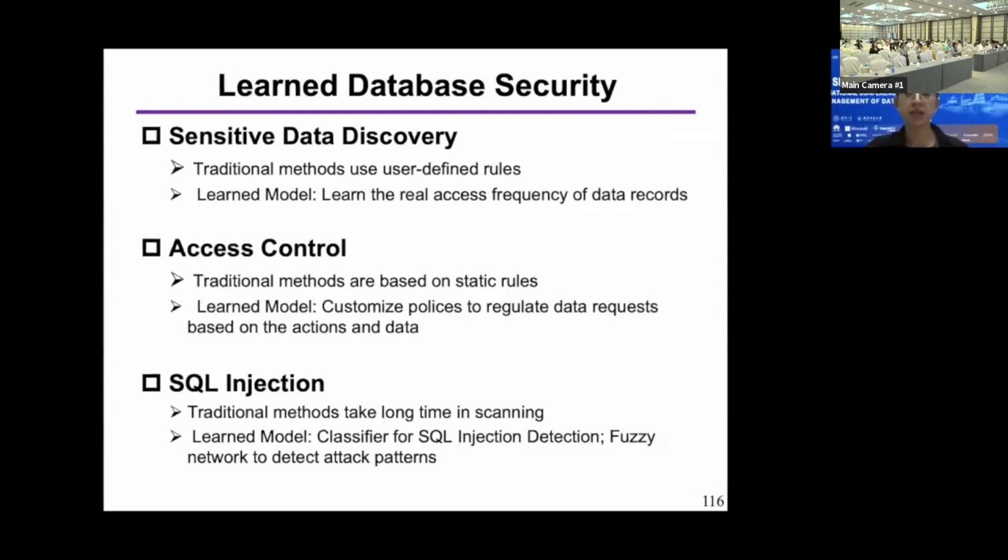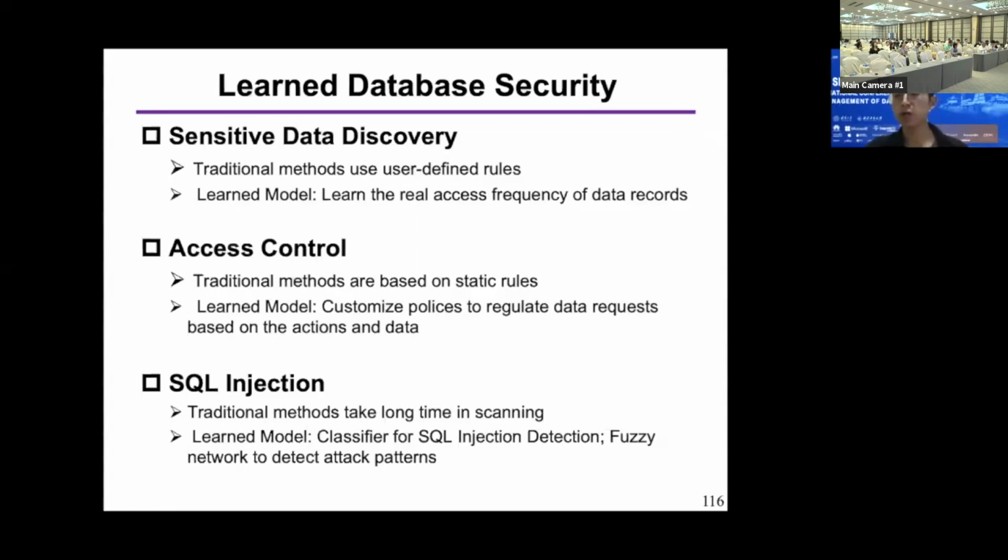And the second issue is access control. It aims to prevent unauthorized users from accessing the data, including table-level and record-level access control. However, traditional methods are based on static rules. With learning models, we can customize policies to regulate the data requests based on both actions and the data access patterns. And the final issue is SQL injection, which is very common and harmful to databases.